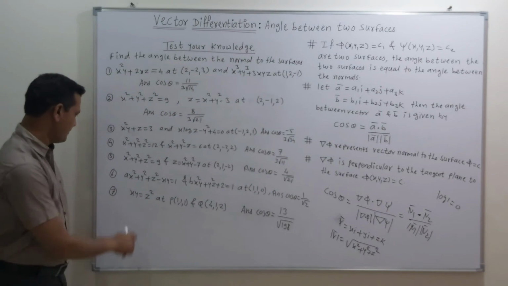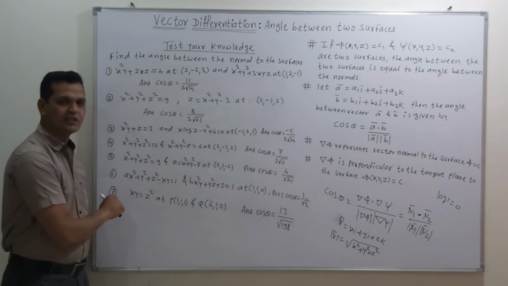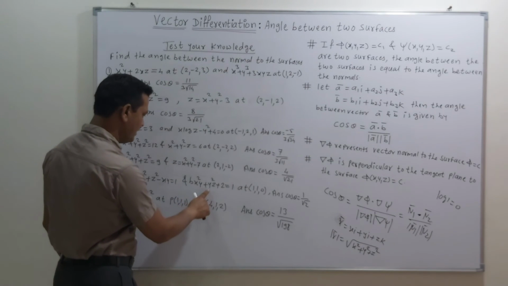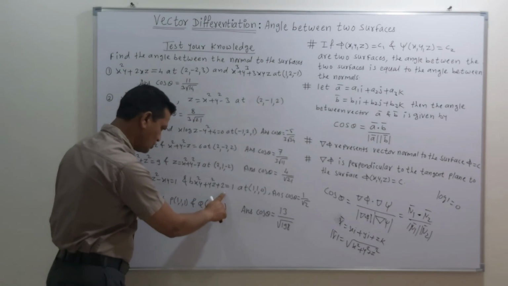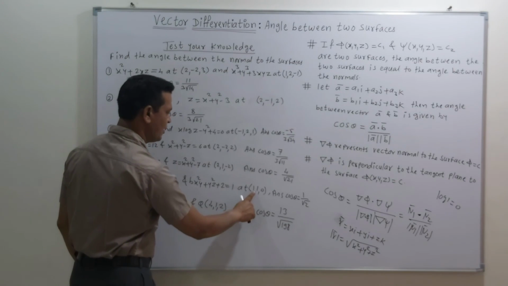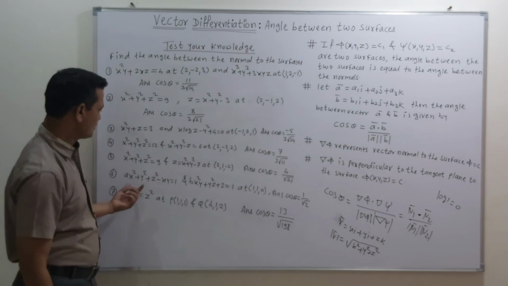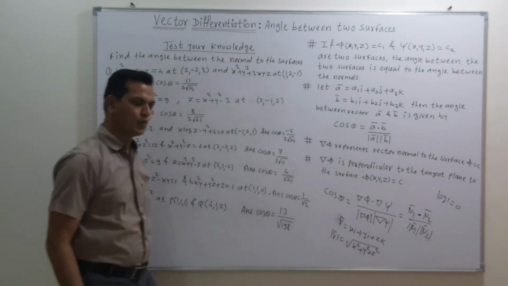The second last question is that x square plus y square plus z square minus xy is equal to 1, and the second surface is x square y plus y square z plus 2 is equal to x, at the point 1, 1, 1, at the point 1, 1, 0. If we try to solve this example, then the answer is cos theta is equal to 1 upon root 2.